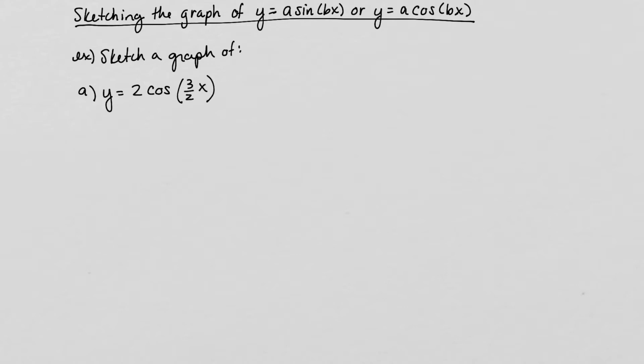So in this case, our A here is 2 and our B is 3/2. So remember that B affects the period. Remember the period is equal to 2 pi over B. So in our case, that's going to be 2 pi divided by 3/2. If I rework that with keep, change, flip, we're going to have 2 pi, change to multiplication, flip the second fraction, so 2/3. So we're going to end up with 4 pi over 3.